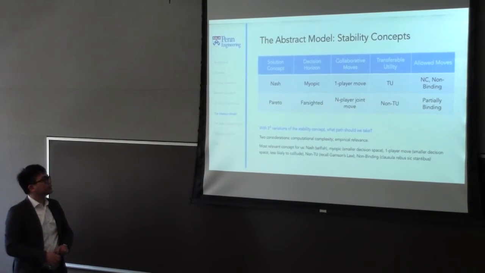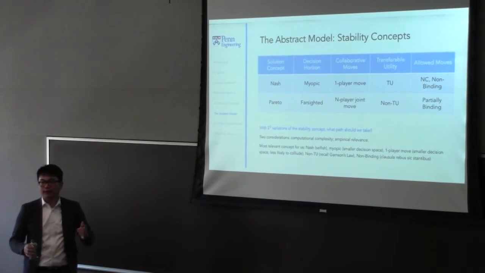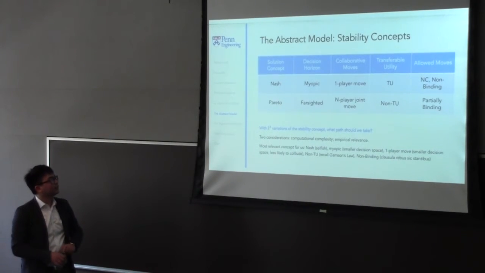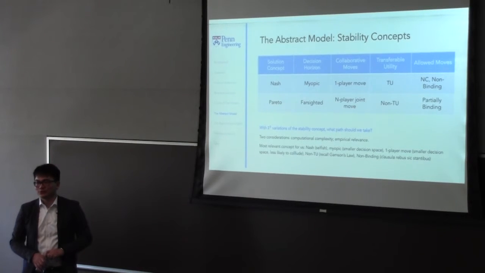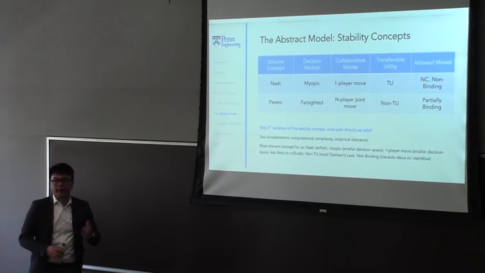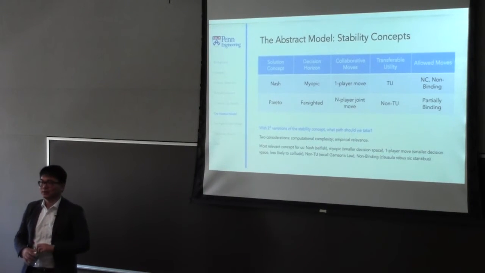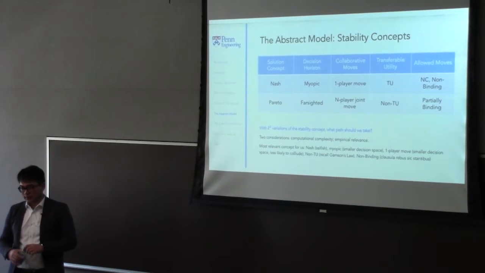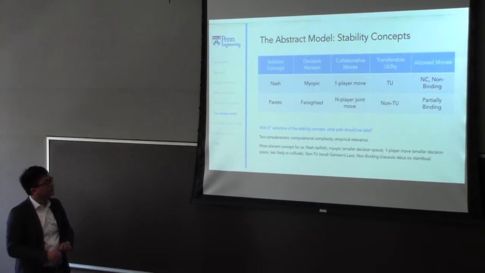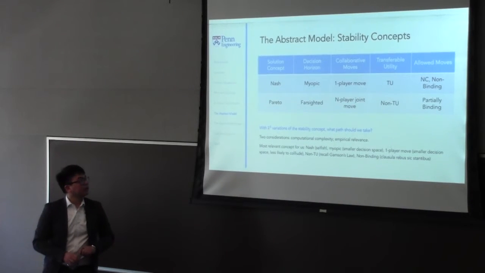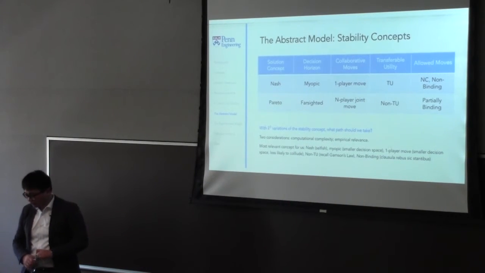With all the 5 variations, you would have 2 to the power of 5. How much is that? 32 variations of stability concept. And I think it's a bit confusing which path we should take for the abstract model. So when I had to make the choice, because it's my dissertation, to discover and characterize the stability concepts here, I had 2 major considerations. The first was computational complexity, the other was empirical relevance.